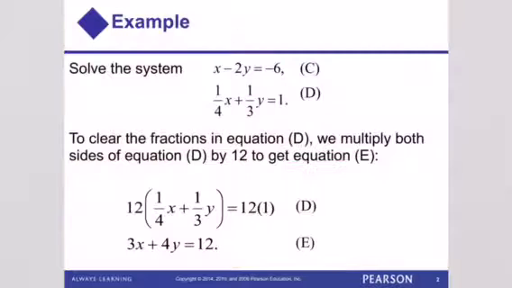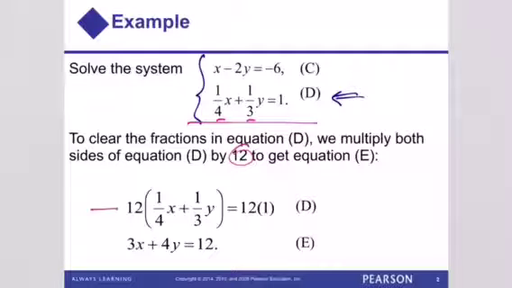Let's do one. On your next slide, you'll see this system of equations. The second one has fractions in it. So to clear those fractions in this equation, we multiply both sides of the equation, right? We multiply everything in the equation by a number that will allow us to eliminate both a denominator of 4 and a denominator of 3. That'll be the least common multiple of 4 and 3, or least common denominator, which is 12, because 4 and 3 both go into 12.